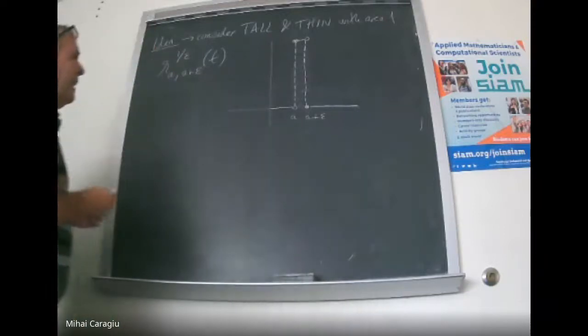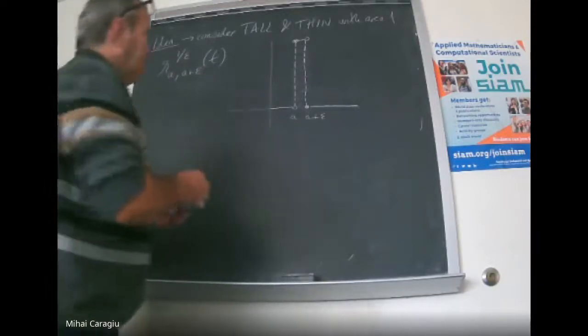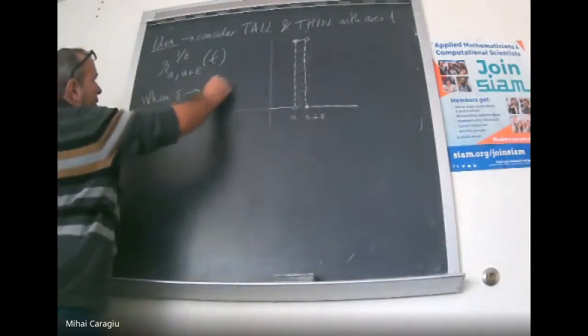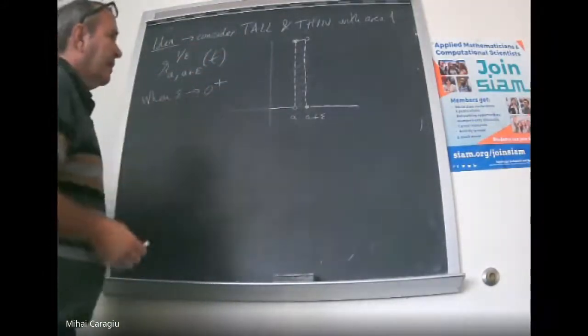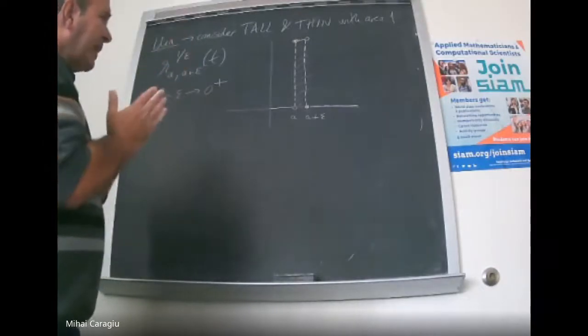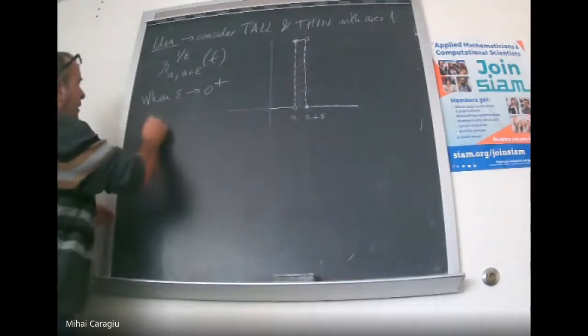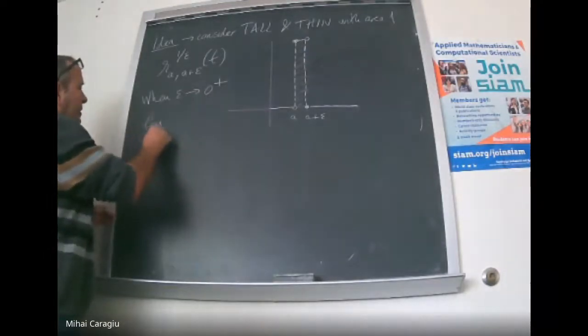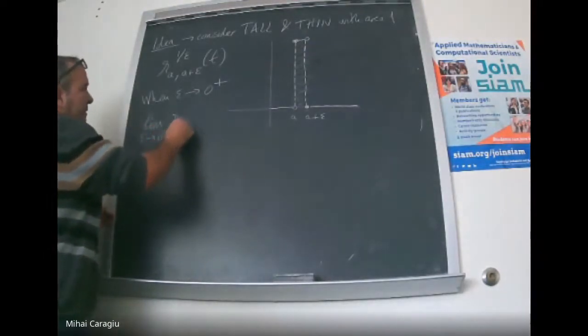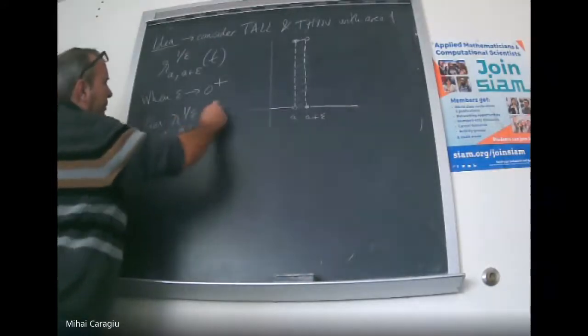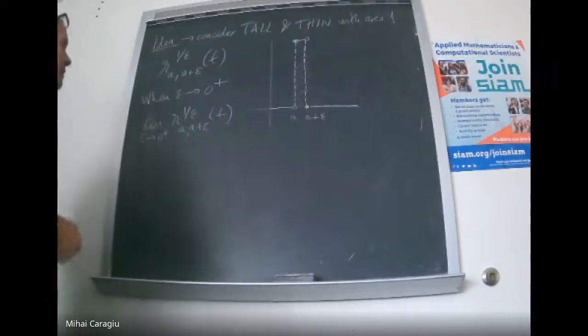So the idea here is at the limit, when epsilon approaches 0 from the right, the rectangle becomes infinitely thin and infinitely tall. So we need to find the limit when epsilon approaches 0 plus of this R sub a, a plus epsilon with height 1 over epsilon of t. So what will be this limit? We have a limit of functions here.